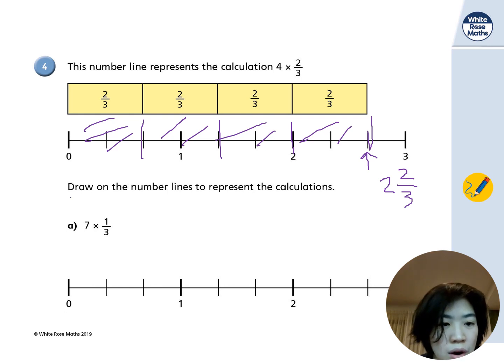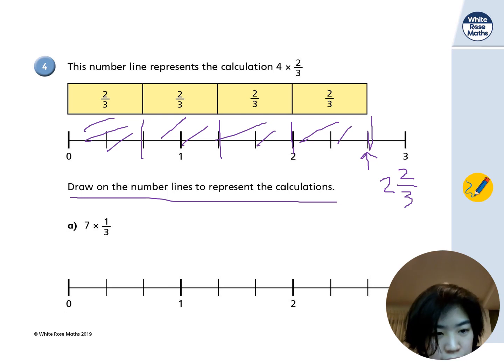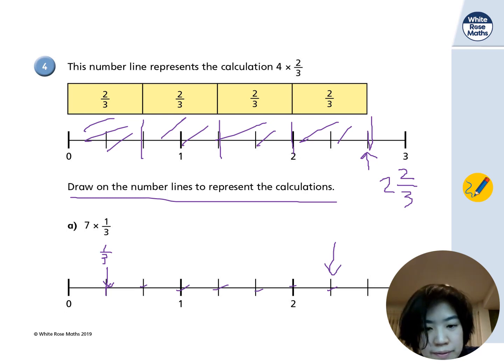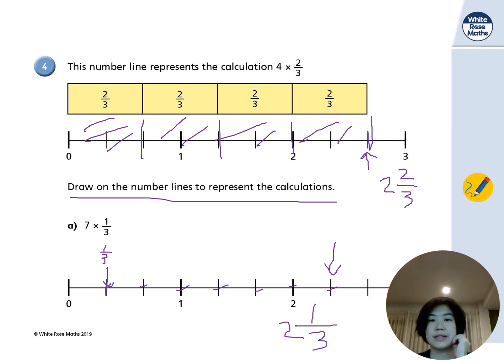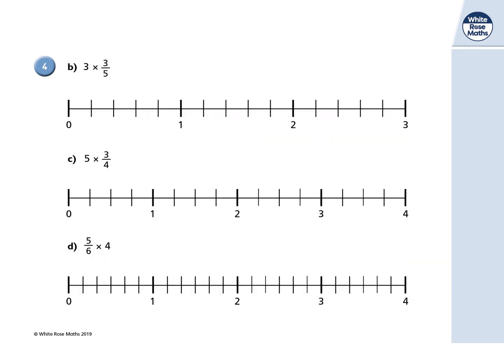Let's see here. Draw on the line to represent the calculations. 7 times 1/3. This is 1/3. Okay, this is the first one, and we count it to 7: 1, 2, 3, 4, 5, 6, 7. So here is the representative of 2 and 1/3, right?